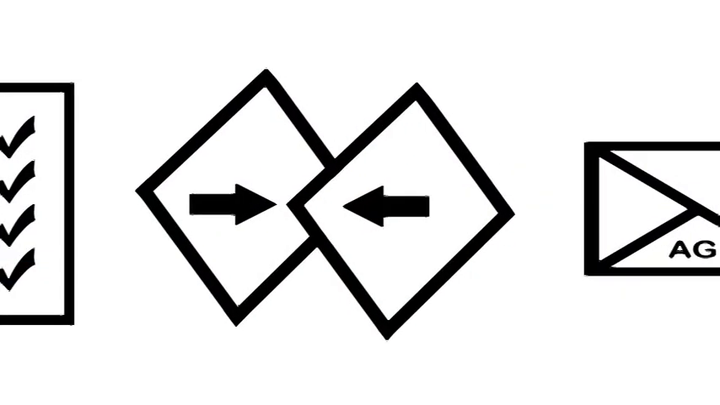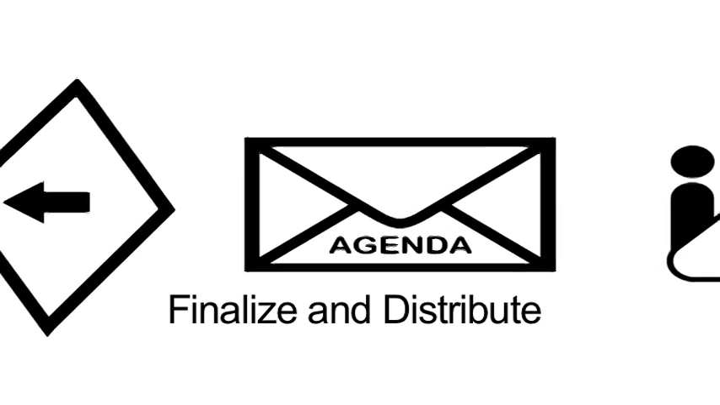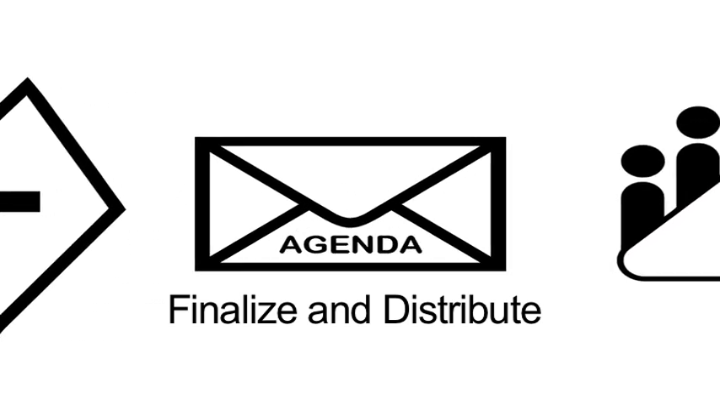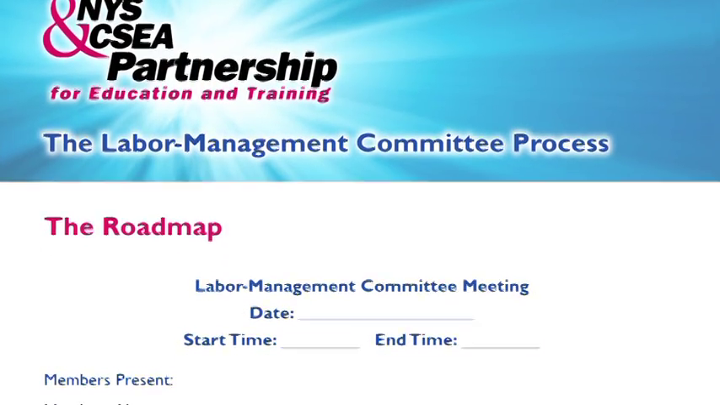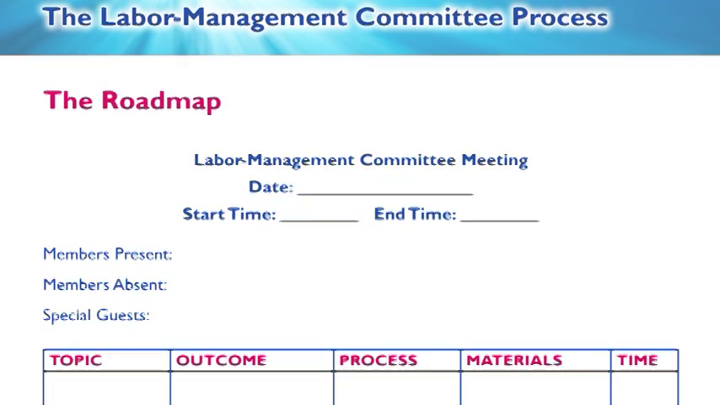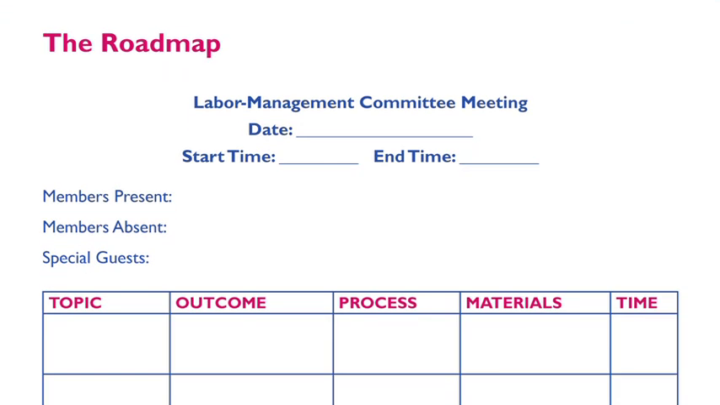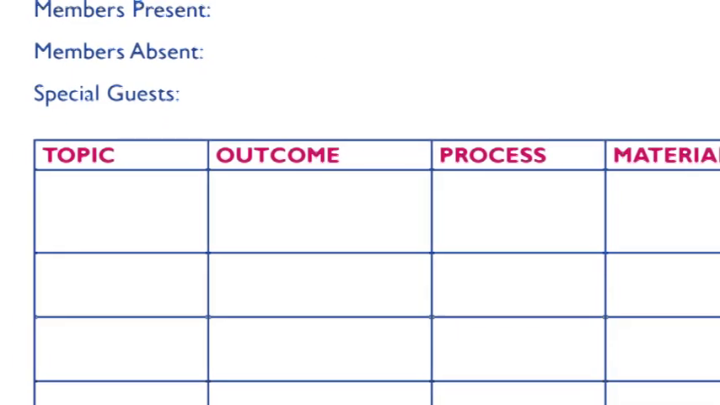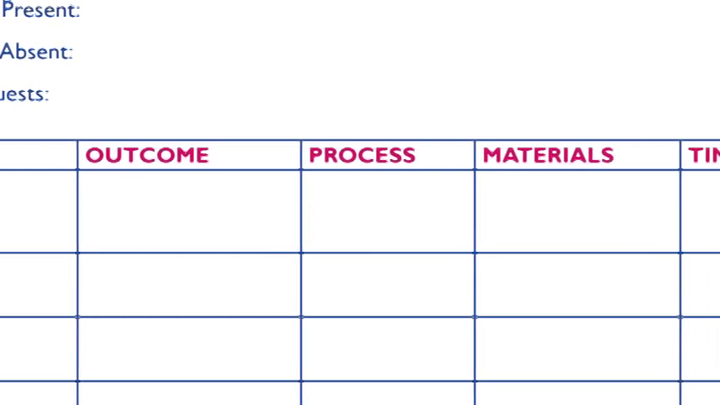Step 5 is about making it official. Finalize and distribute the agenda to all LMC members. Once the co-chairs have agreed on the issues that will be covered at the meeting, one of them creates an official roadmap agenda. The roadmap is a chart that is used before, during, and after the meeting to track issues. Before the meeting, it's partially complete, listing agenda items, the desired outcome, and the time allotted for each. There is also room on the form to take notes during the meeting about key discussion points, the decisions made, and the action items required for completion.